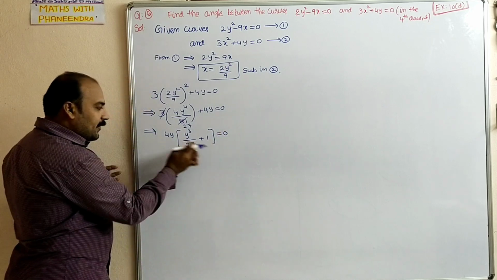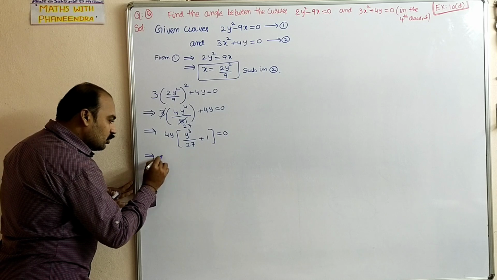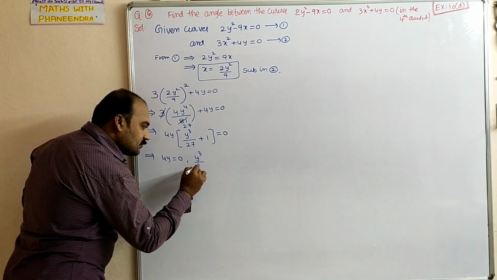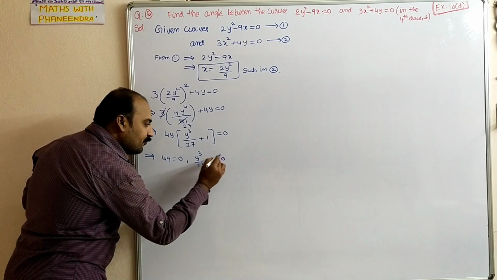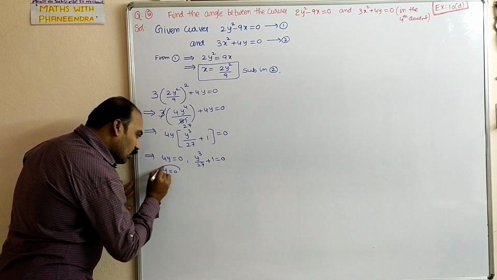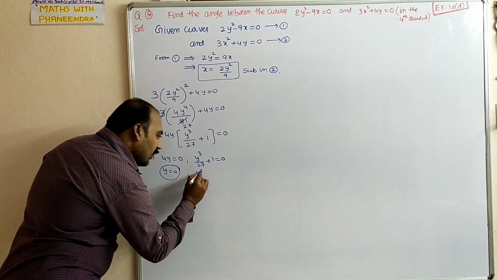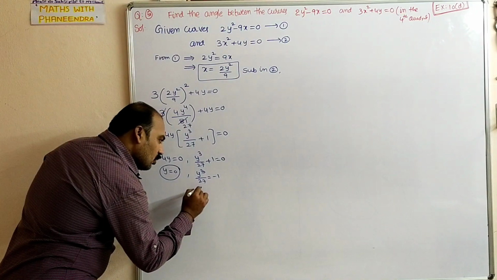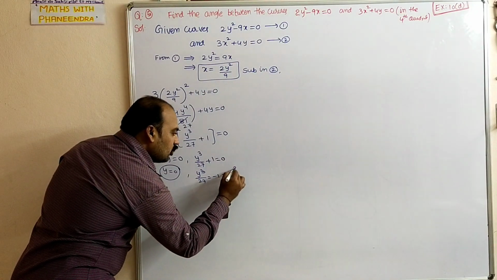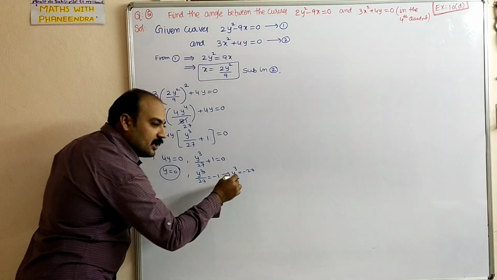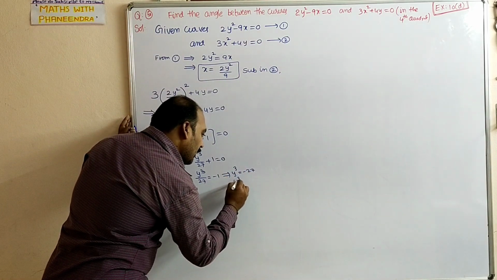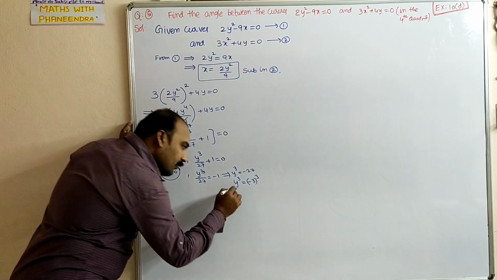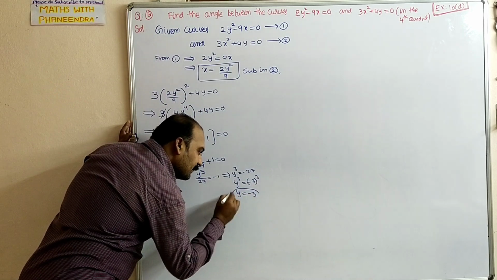A b equal to 0 means a equal to 0 or b equal to 0. So 4y equal to 0 and y cube divided by 27 plus 1 equal to 0. So from here y is equal to 0 and y cube divided by 27 equal to minus 1. That implies y cube equal to minus 27. That can be written as y cube equal to minus 3 whole cube. Can we write like this? So y is equal to minus 3.